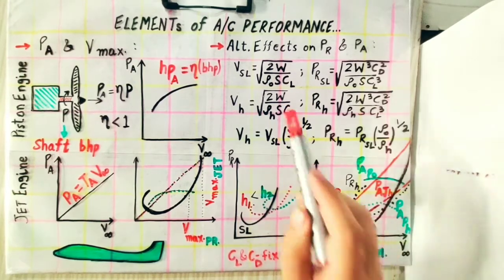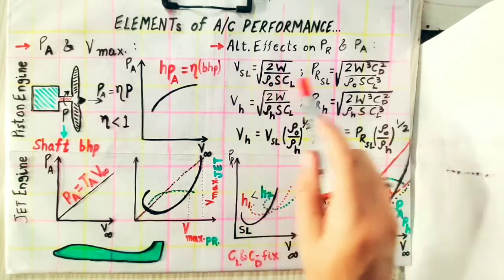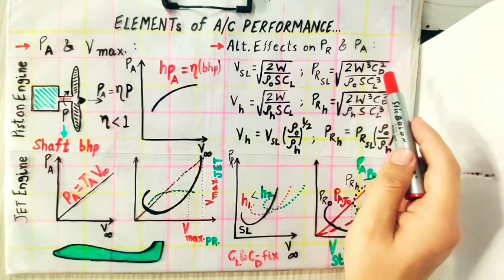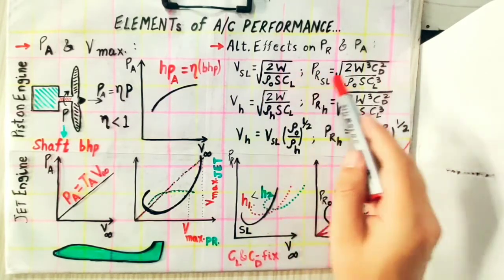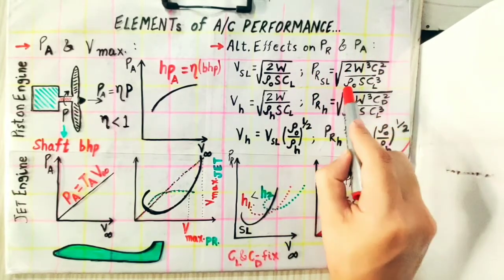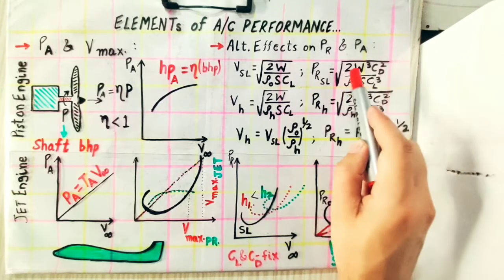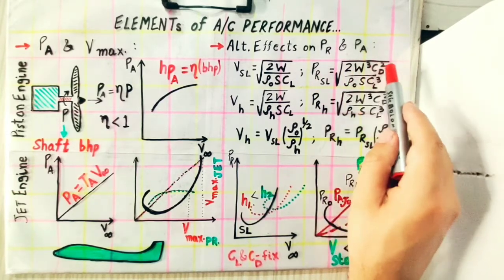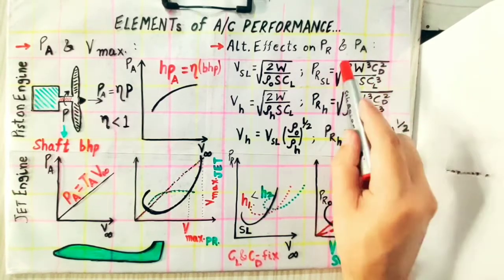So now we see that velocity at sea level is given by this. Power required is equal to thrust required into velocity. So thrust required into velocity will give us this formula for power required. At sea level, we will substitute the density with rho naught, and it is the square root of 2W cubed CD squared divided by rho naught S CL cubed.